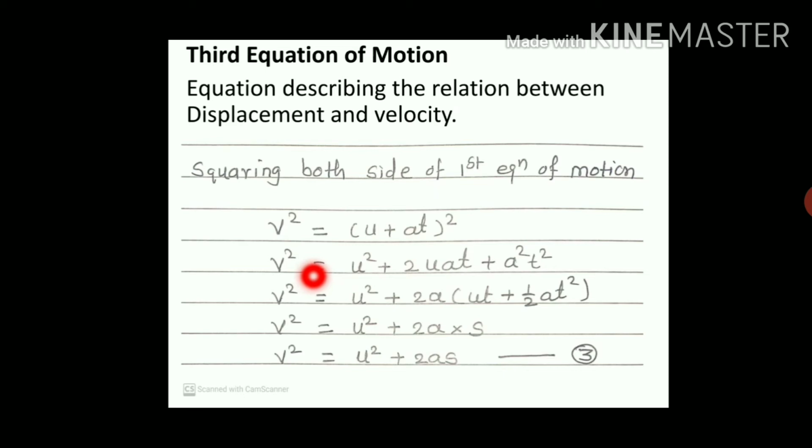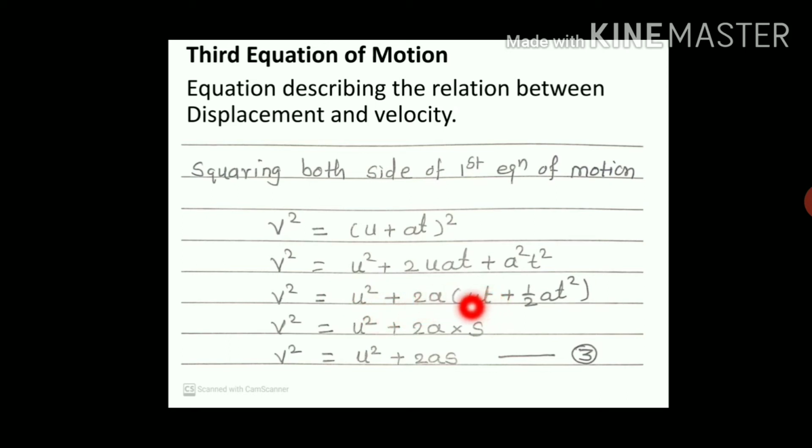Now squaring this bracket, v square is equal to u square plus 2 into u into at, that is 2 into first term into second term, plus a square into t square, that is v square is equal to u square plus 2a.